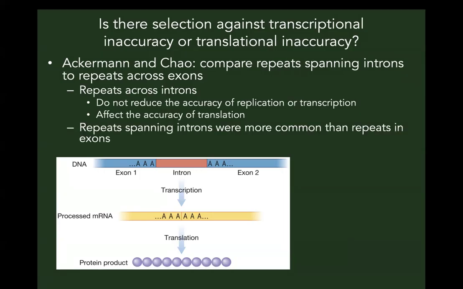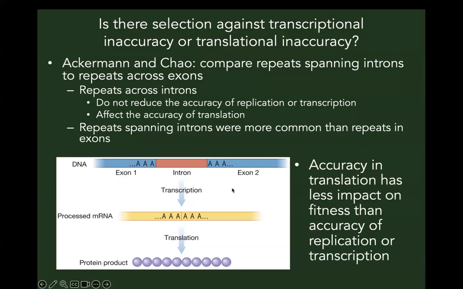And so what they found is that repeats spanning introns are more common than repeats spanning exons. So accuracy in translation has less of an impact on fitness than accuracy of replication or transcription. So that is an interesting observation.